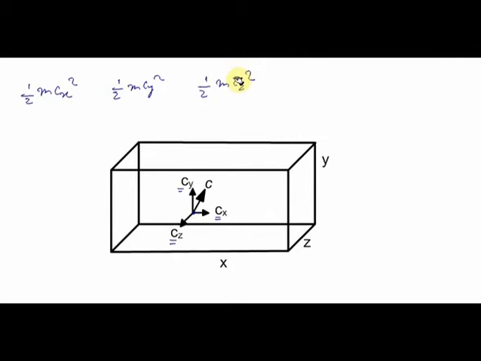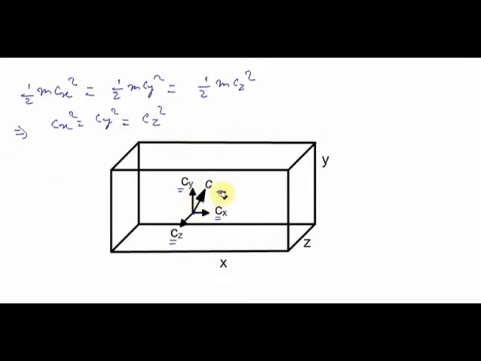Here m is the mass of one molecule. Now the law of equipartition of energy says that the average kinetic energy per degree of freedom is equal, and it is equal to half kT. So these three kinetic energies must be equal. So from here we get Cx square is equal to Cy square is equal to Cz square.